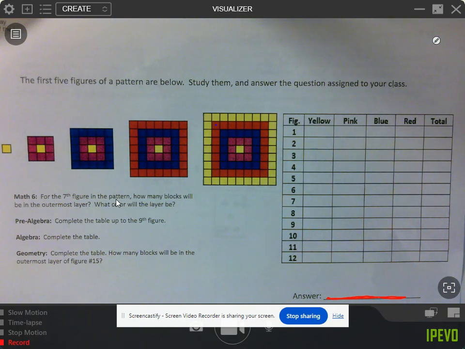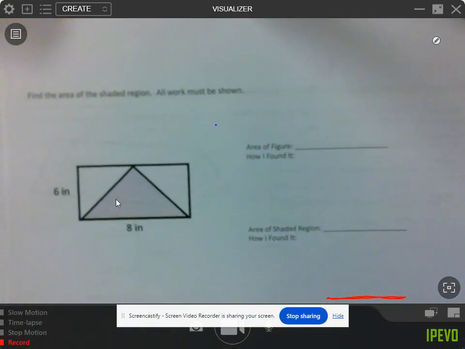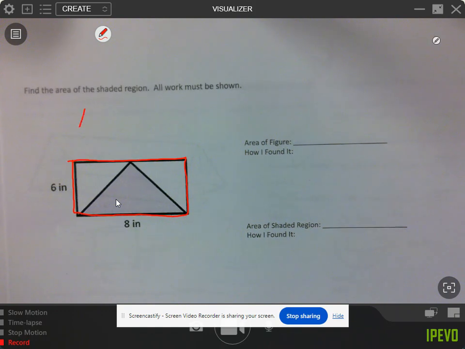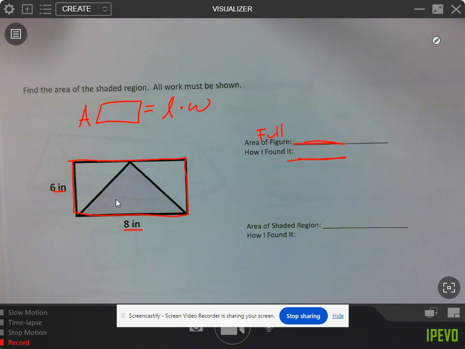All right, let's look at our next page. It is our shapes and areas. So the area of the figure is that full rectangle. This is our figure. How do we find the area of a rectangle? Somebody tell me, Madison? Length times width. So that's our full figure, so that answer goes here. Tell me what you multiplied together, how you found it.